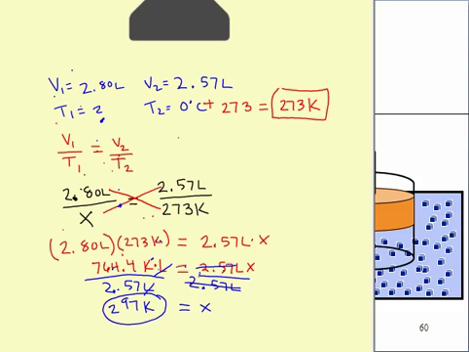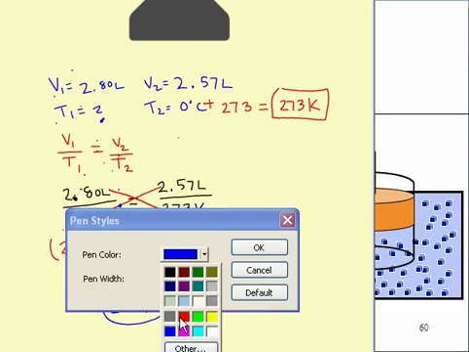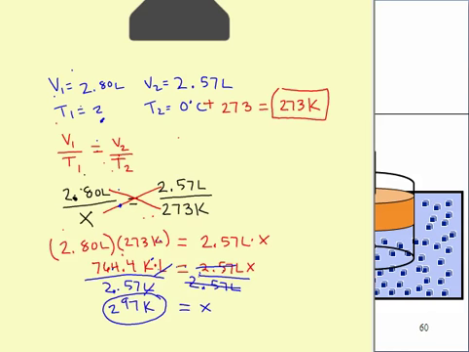Now, I want to ask myself, does this answer make sense? We decided, based on our math, that our initial temperature was 297. Now we know that volume and temperature are proportionately dependent on one another. As one goes up, the other goes up. So when my volume went down, my temperature should go down. So yes, this makes sense. If I was originally at 297 Kelvin, that's higher than 273 Kelvin.